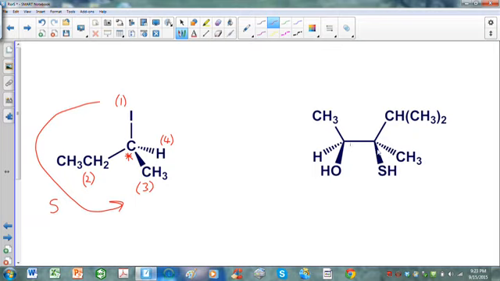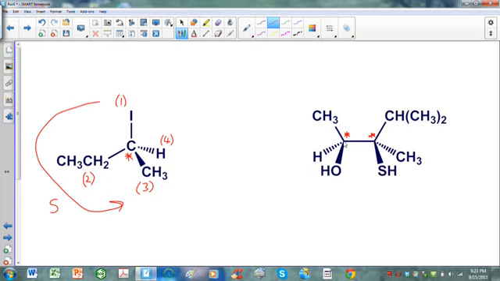Now when we come to this molecule here, in some cases you're going to find molecules where there's more than one chiral carbon. There's a chiral carbon here and one right next to it. All the other carbons are not chiral. So we're just going to do each one separately. And I'm going to use different colors because otherwise it can get a bit confusing.